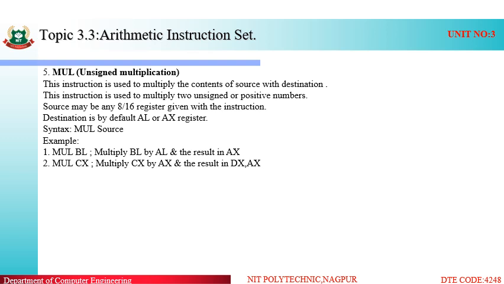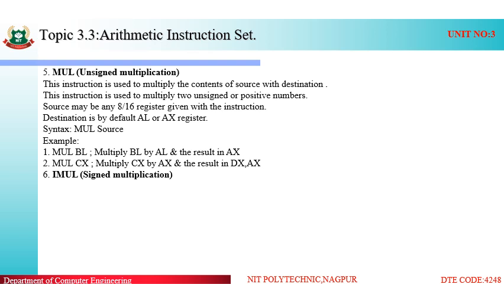So the syntax is MUL source. The result will be stored by default in the AL or AX register. So MUL BL, that is BL will be multiplied by AL and the result will be stored in AX. MUL CX, that is CX will be multiplied with AX and the result will be stored in DX AX. In case of multiplication, if we multiply two 8-bit numbers, the result will be 16-bit. If we multiply two 16-bit numbers, the result will be 32-bit.